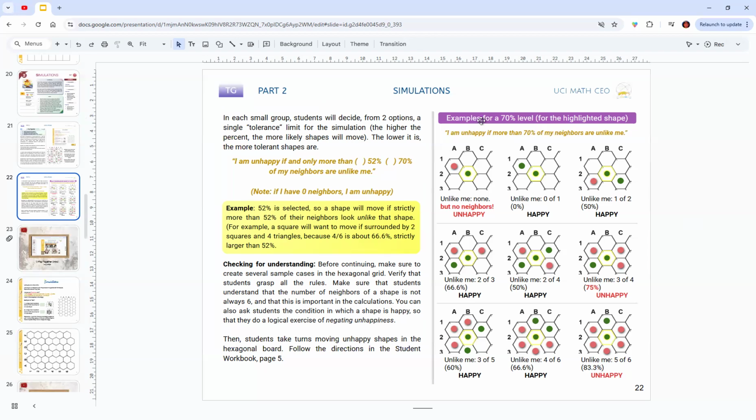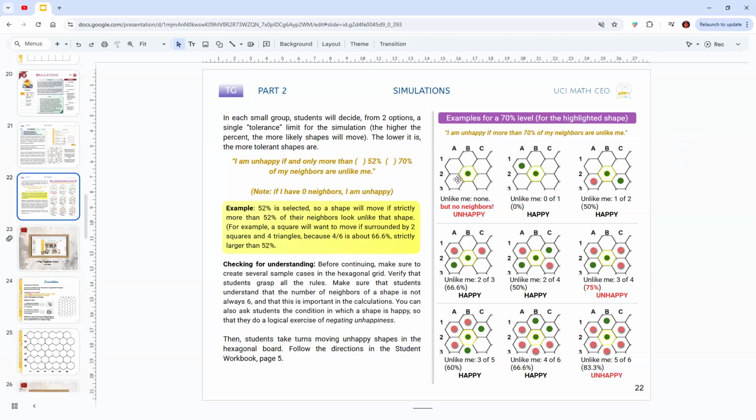Okay, so in all these examples, we're looking at this center shape in the hexagon grid, and we have a bunch of neighbors, and we're trying to help this shape decide if they're happy or unhappy, and if they're going to move or not, right? Sorry, let me just delete this here for this first example.